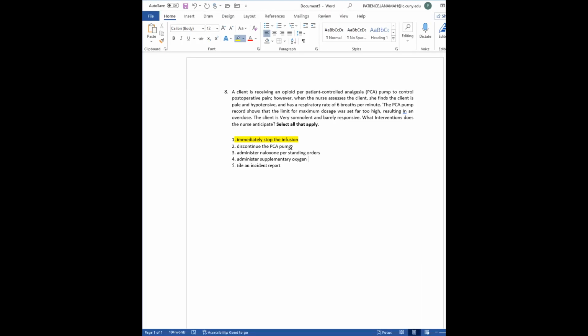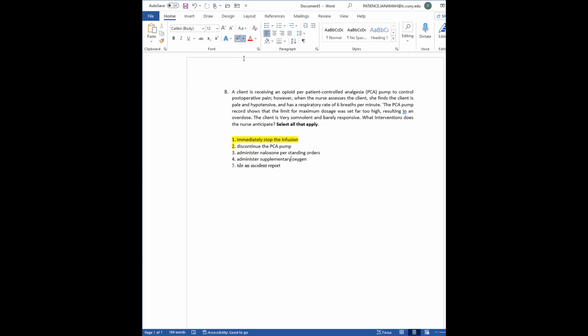If you see discontinuing the pump and stopping the pump, these are 2 different things. The pump is a medication. Remember, the whole pump is a medication the patient is getting. Now the question says, what will you anticipate will be done for the patient? So you are anticipating what you do for the patient right now.